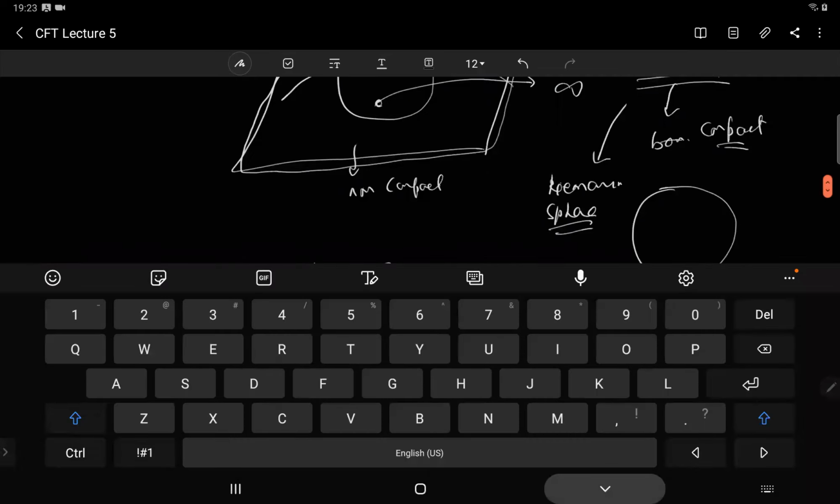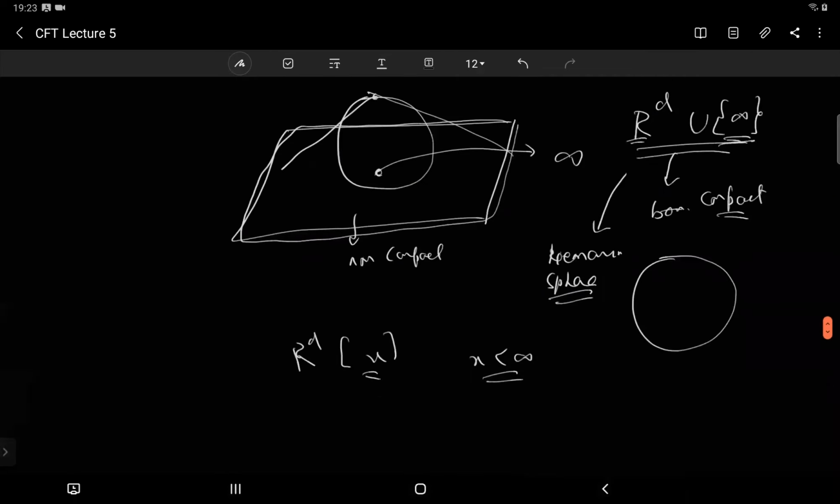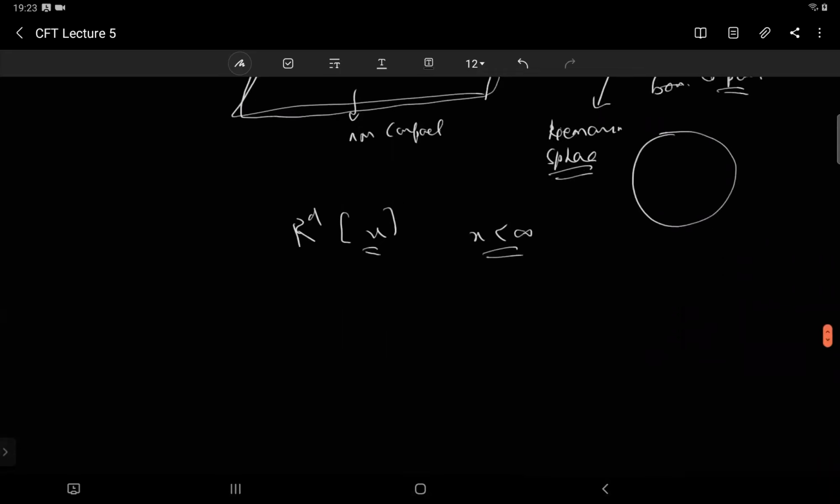Okay, so it's a sphere only in this sense. The sphere means that it includes a point at infinity. It is in that sense it's a sphere.